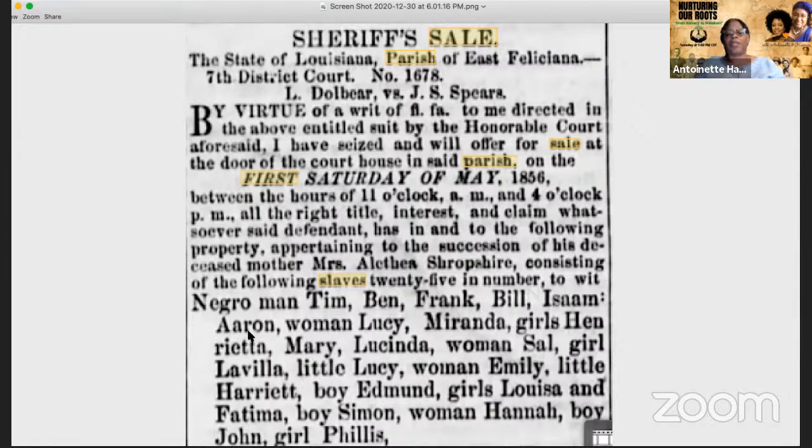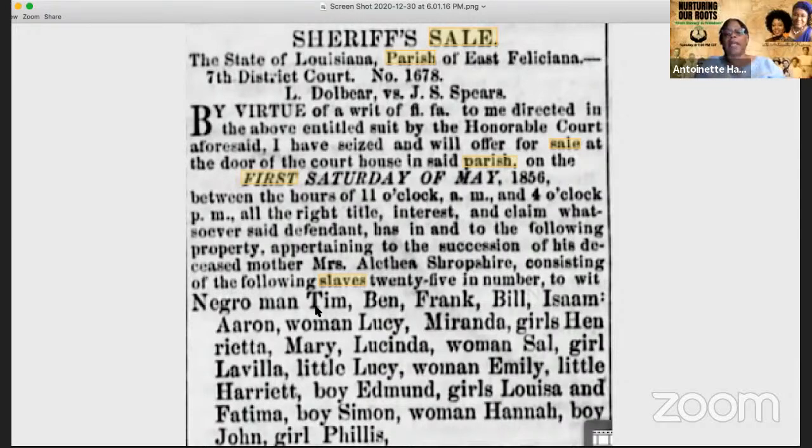And here are the names of the people. So when you're looking at the records of that last name of Alita Shropshire, I don't know how you pronounce that name. Shropshire. Okay, Shropshire. Okay, here it is.